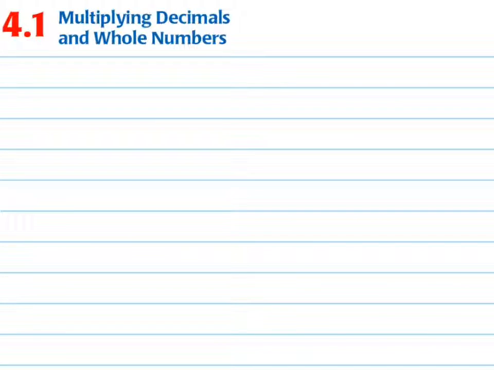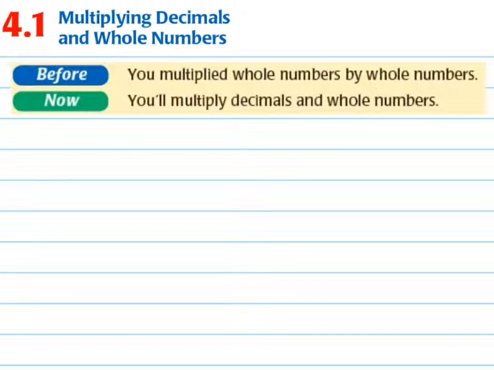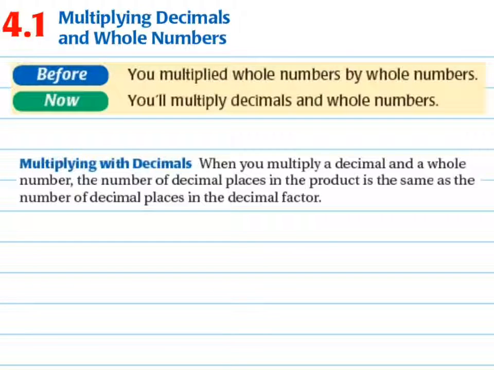Very first thing we're going to do is talk about the objective. Before, we multiplied whole numbers by whole numbers. Now we're going to multiply decimals and whole numbers. A key thing to pay attention to is that when you multiply a decimal and a whole number, the number of decimal places in the product is the same as the number of decimal places in the decimal factor. We'll get a little more detail on what that means today.